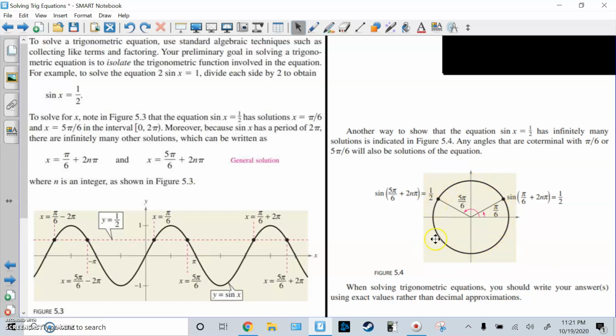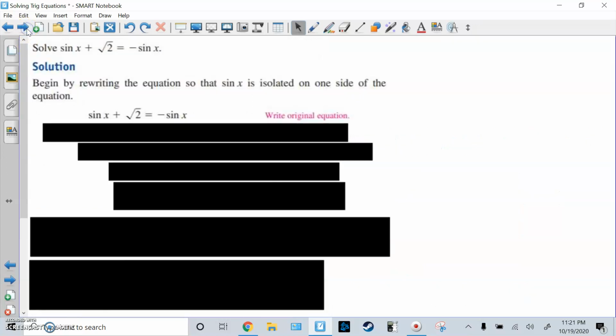Same for this one. You go pi over 6 and add 2 pi more, then add 2 pi more, but you still get 1/2. Write your answers using exact values rather than decimal approximations like normal. Sometimes we want the answer within one period from 0 to 2 pi. Sometimes we want all possible answers, the general solution, where you add 2 pi n if you're doing sine or cosine, because that's the period. If you're doing a tangent, you add pi n, and we'll see what happens later.